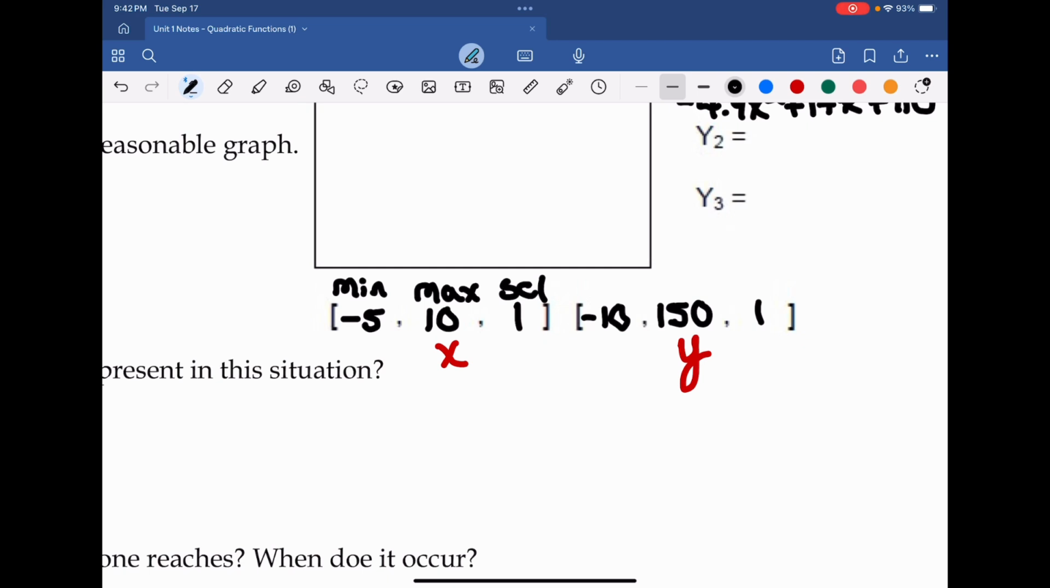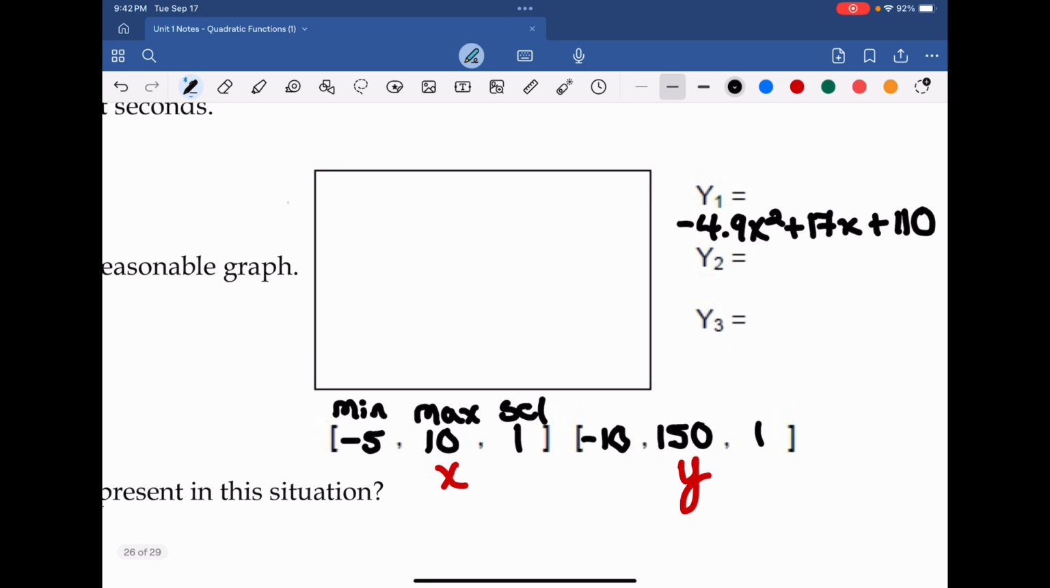So we have min, max, and scale for both our x and y. And now what we're going to do is just provide a sketch of it. So you're going to graph this. Now, if you have a Casio, you're going to want to go into menu, graph, and then type in this y1. And then you can simply click graph after this, or draw on the Casio.